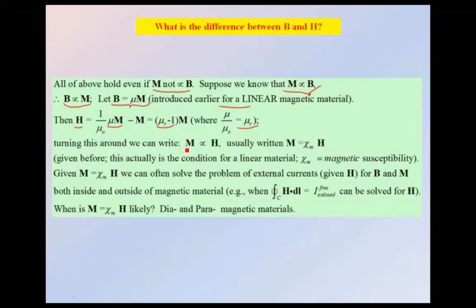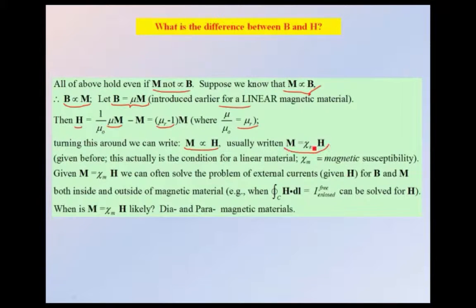Turning this around, we can write M proportional to H, and again write this in terms of a constant, and this is the magnetic susceptibility. If we're given this equation here, we can often solve the problem of external currents given H for B and M, both inside and outside of a magnetic material. For example, when you have this equation here, it can sometimes for certain geometries be solved for H.